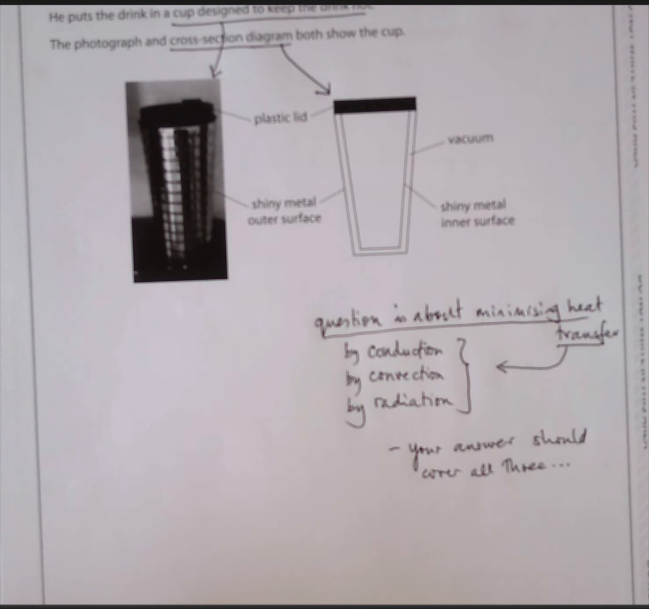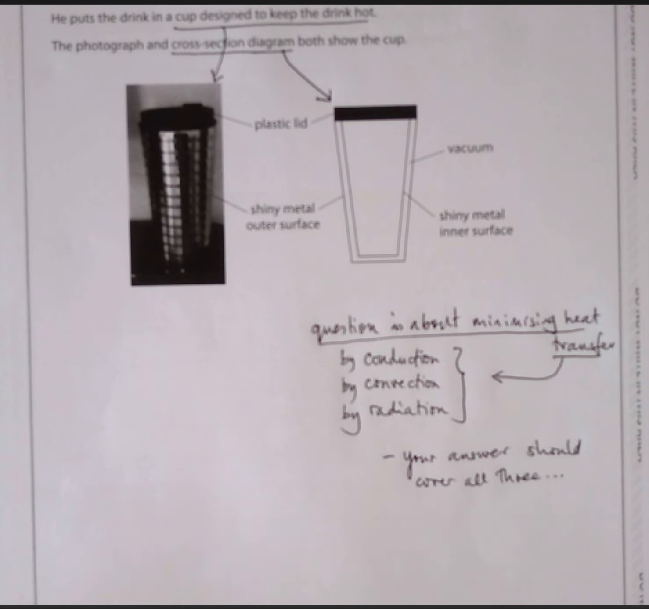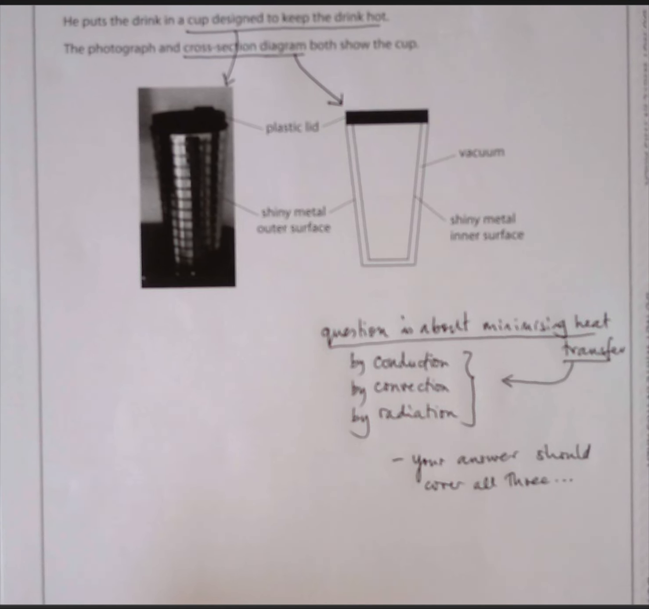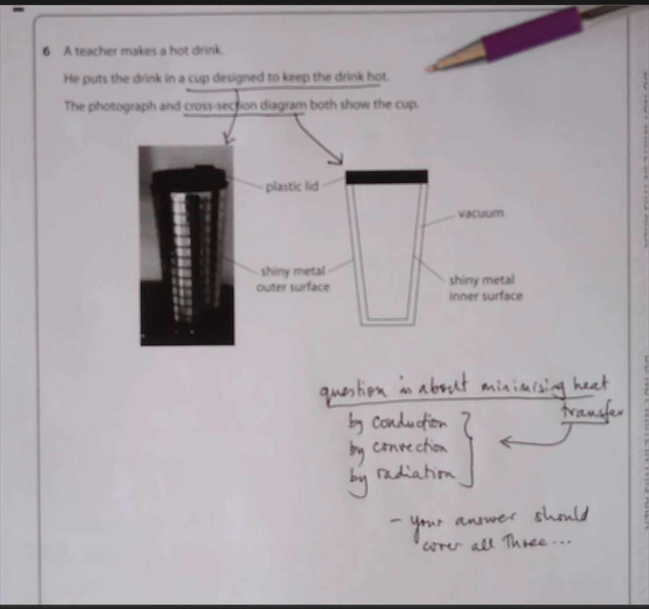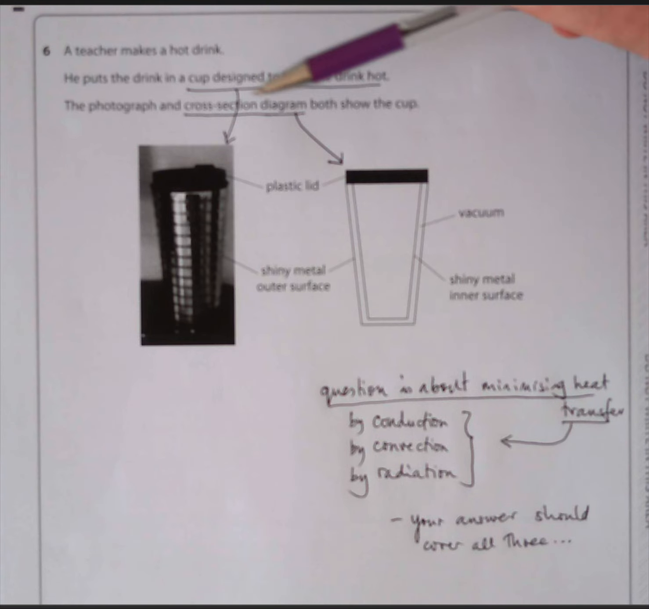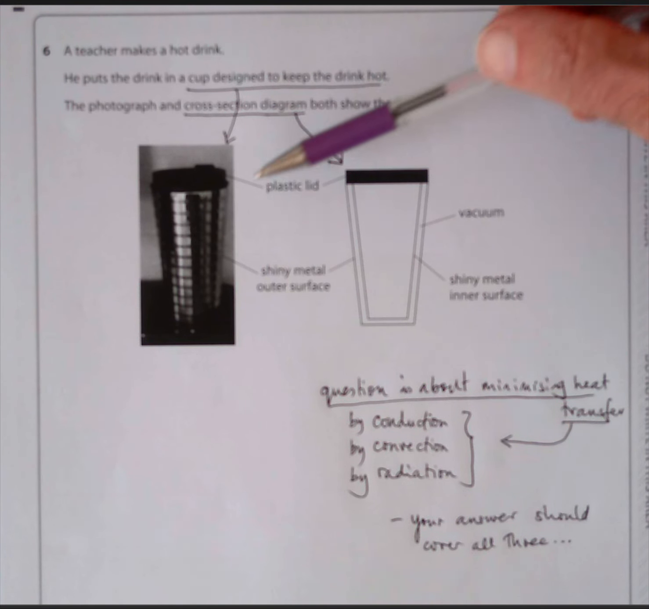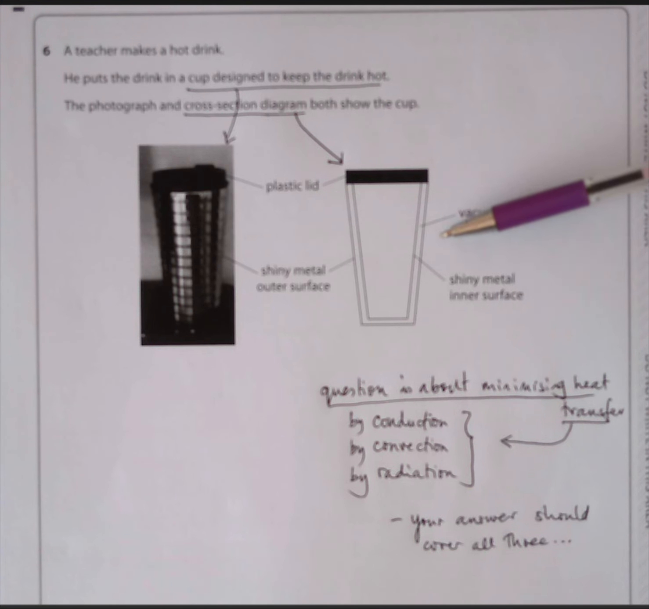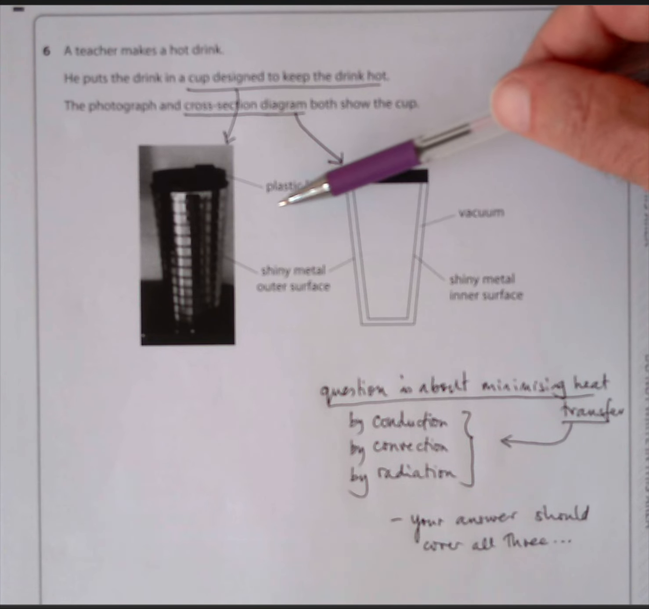The next question, question 6, is from the energy topic. A teacher makes a hot drink and puts it in an insulated cup, and the insulated cup is designed to keep the drink hot. The photograph and the cross-sectional diagram show the cup. This is what it looks like, and this is a cutout diagram, and you see there's a vacuum, a shiny metal surface on the outside and on the inside, and the plastic lid.